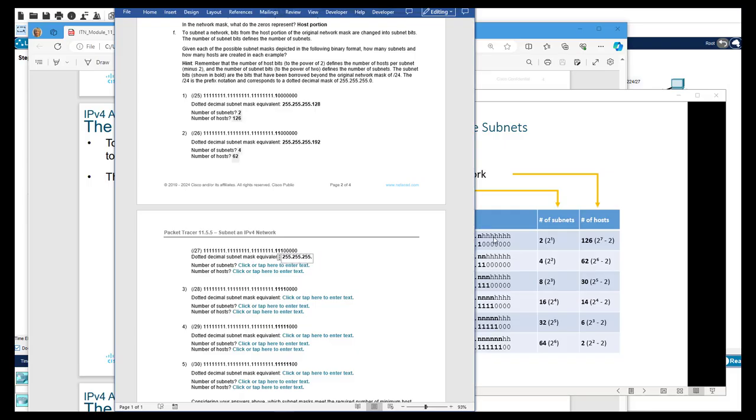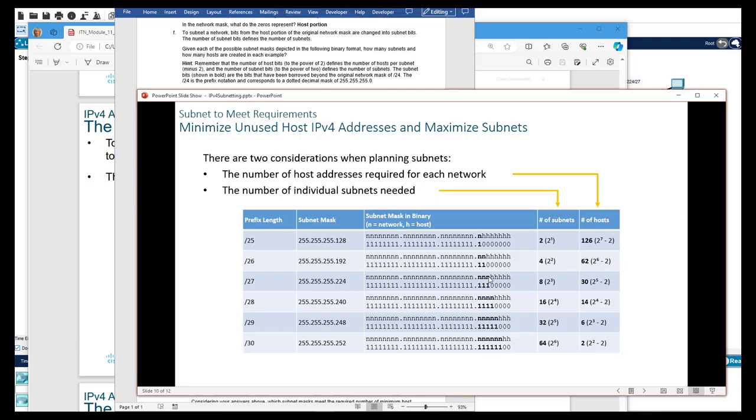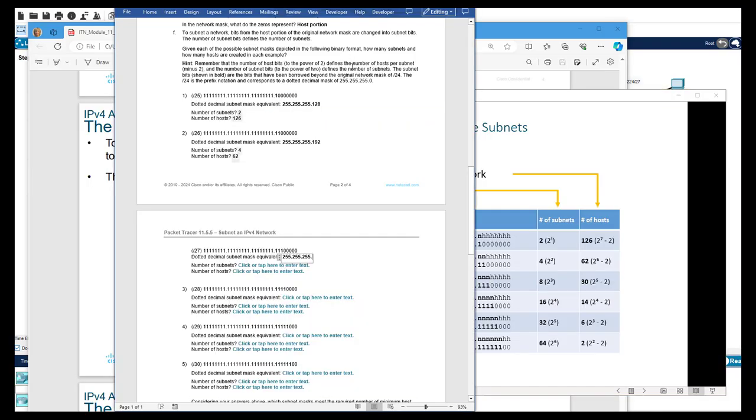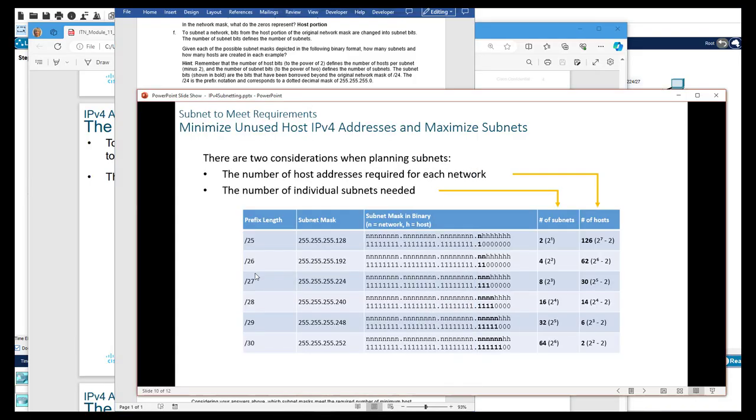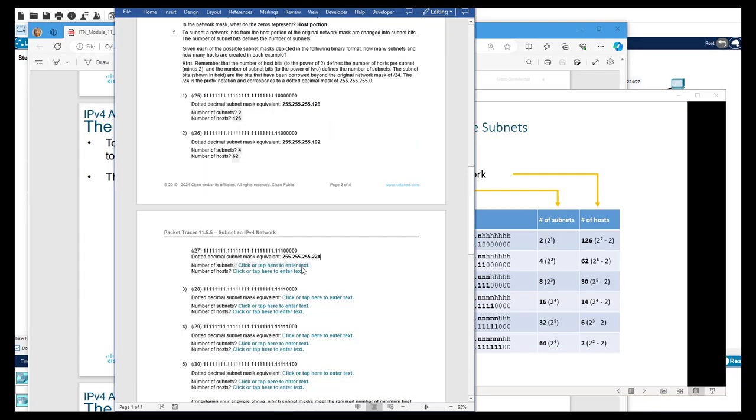What about if we were to make a /27 as our prefix length or subnet mask? That fourth octet, this is the 32 position, so we're adding that to the 192 that we already had, and that gives us 224. That's going to give us 2 to the third power because we're borrowing 3 bits, so that's going to be 8 subnets.